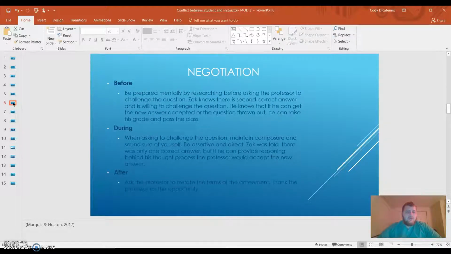So for negotiation, before you go up to your professor, you definitely want to be prepared and know what you're talking about, especially when you're challenging them or challenging a test question. You don't want to go up to them and say, hey, I believe this is right, and not have any sort of information to back up your theory. So be prepared mentally by researching before asking the professor to challenge the question.